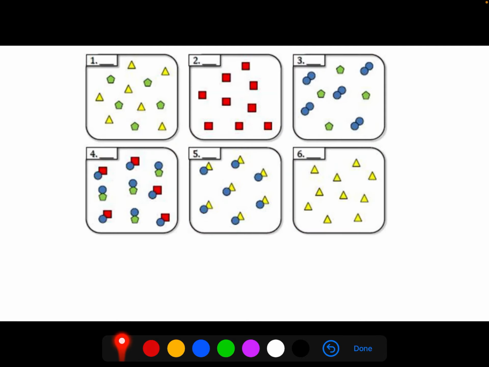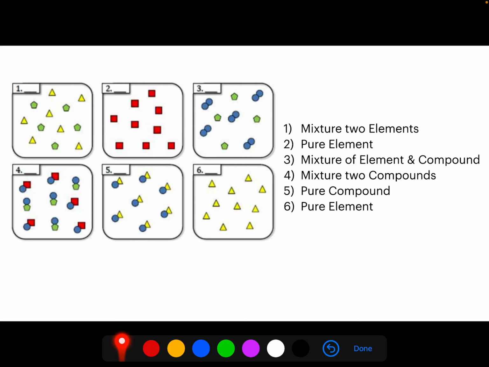Here's another one that we have used in chemistry class. This is taking a look at mixtures and pure substances, elements versus compounds. You can see here that these particles are different colors as well as different shapes. If you're wanting to test yourself, you can try to remember what these represent, but here's the answers.